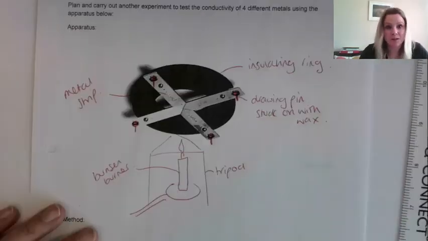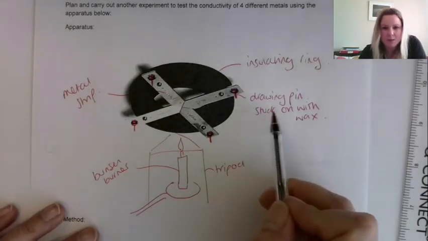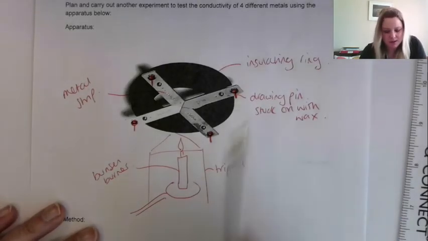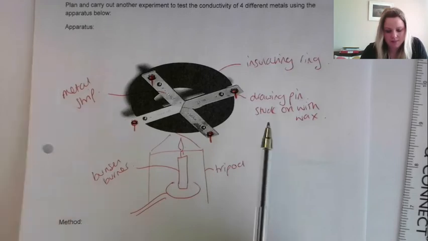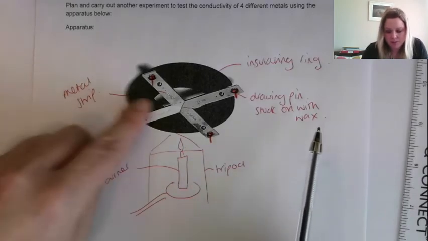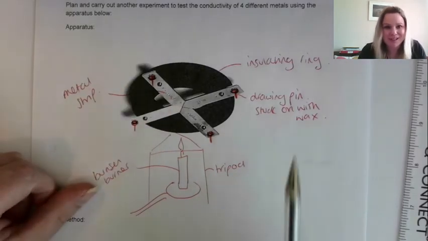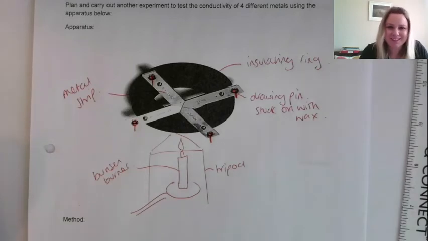Just before we do, actually, I realised I wanted to add in another couple of wee extra things here. So instead of just drawing pin, stuck on with wax. And then I forgot to label the metal strips as well. So if you label those for me, please, year 8.